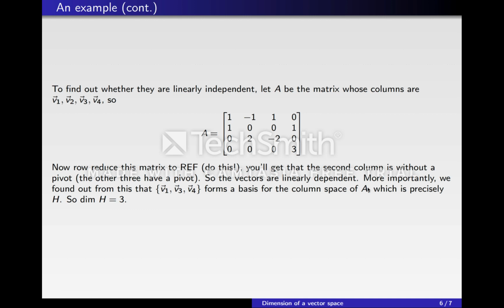So that tells you two things. It tells you that the vectors are linearly dependent, because not every column has a pivot. And more importantly, because the second column doesn't have a pivot, you can throw it out. The other three columns, V1, V4, and V3, have pivots, so that actually forms your basis for the column space of A. So the conclusion is that the dimension of H has to be 3.